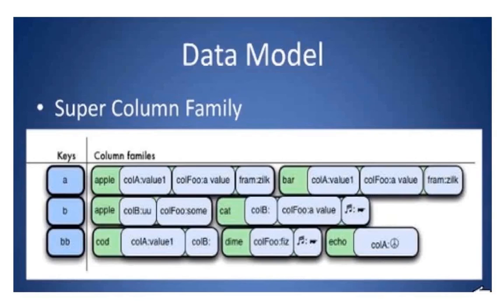So this table will have A, Apple, and bar. So it has 2 columns. One is Apple, the other one is bar. Each column, Apple, actually represents again a group of another set of columns. Bar also represents another set of columns in a different column family.